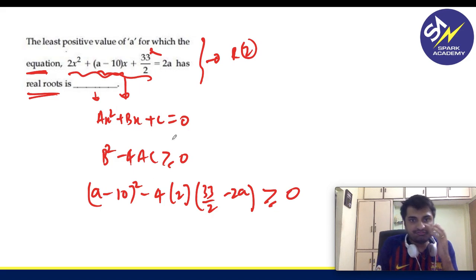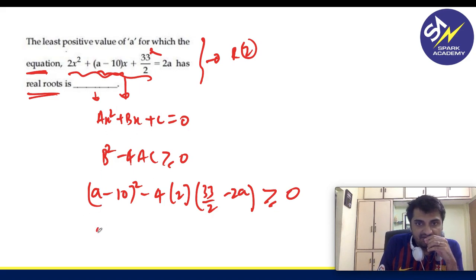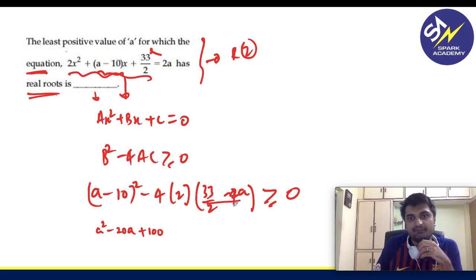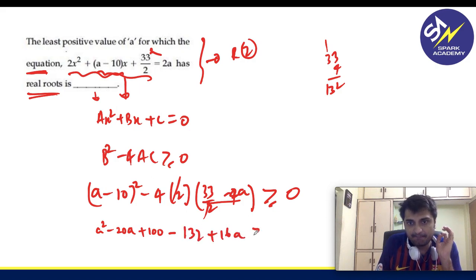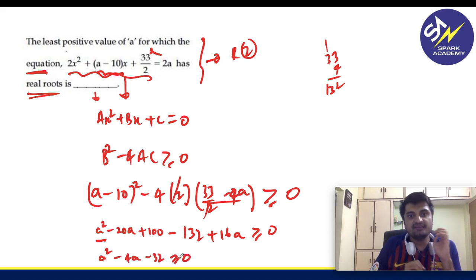Alrighty. So if you simplify this now, I will get a square minus 20a plus 100. If I take the LCM, this will be 33 minus 4a. I can easily cancel the 2. Minus 33, 4 times 33 is 132, minus of minus is plus 16a, greater than or equal to 0. So a square minus 4a minus 32 is greater than or equal to 0. Correct?